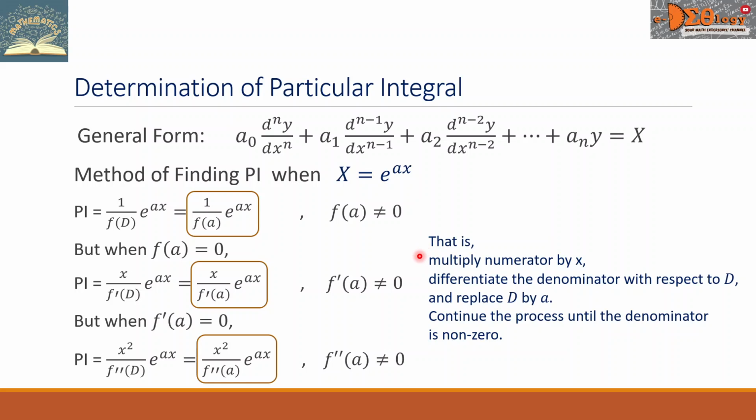So the pattern is like this. Suppose in this expression, the denominator is equal to 0. What are we going to do? We multiply the numerator by x, then differentiate the denominator with respect to D, and then replace D by a. We continue that process until the denominator is non-zero.